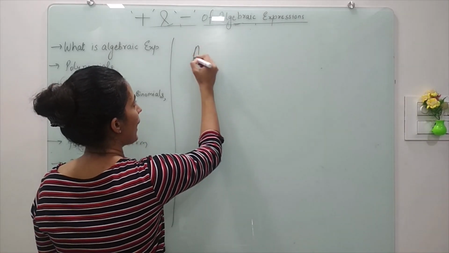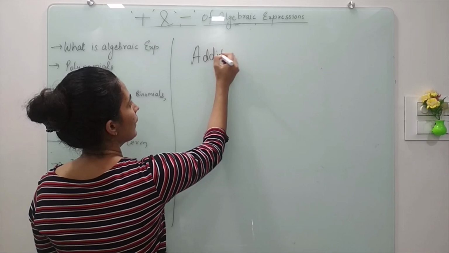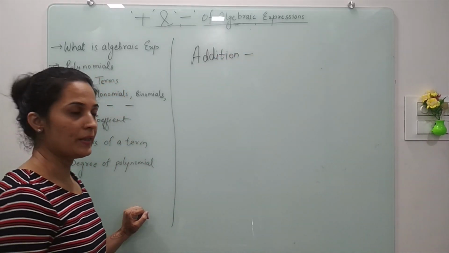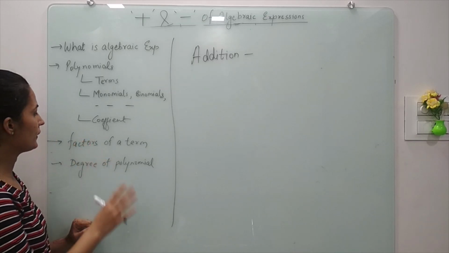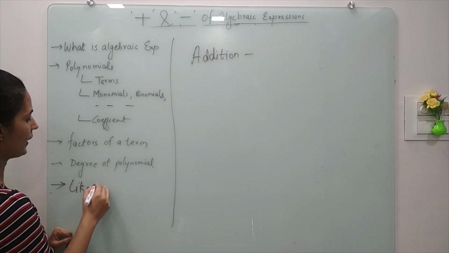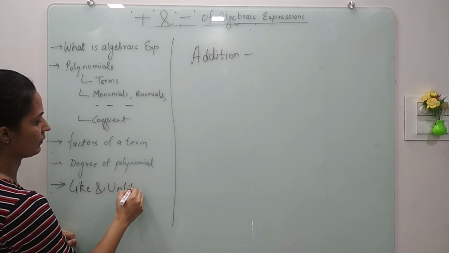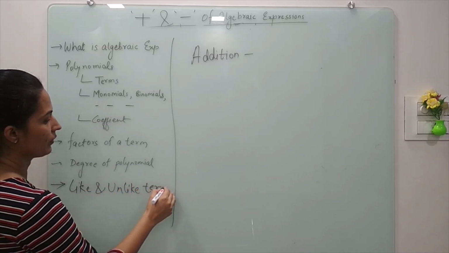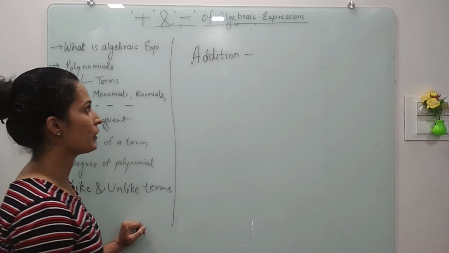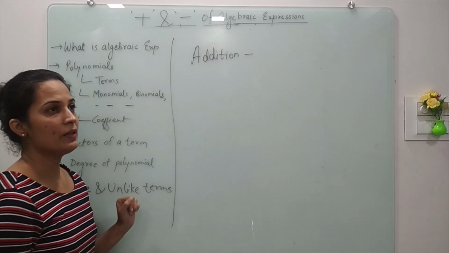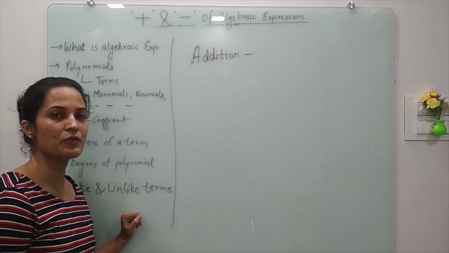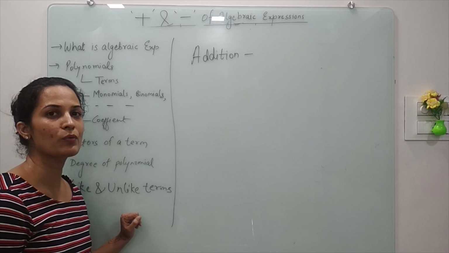Okay, how does addition work in algebra? We have already learned what are like terms and what are unlike terms. I think I missed covering it here. We have also covered like and unlike terms in my last video. If you want to go through it, please revisit my last video. So addition can be done only on the like terms. If there are two terms which are unlike, you cannot add those two terms.